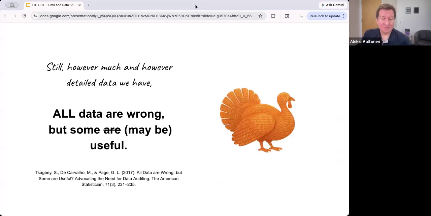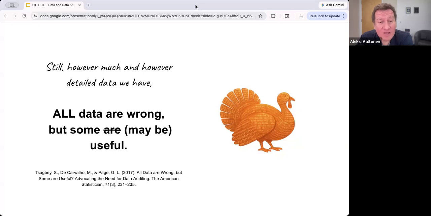Yet we need to keep in mind that however much and however detailed data we have, all data are wrong in some ways, but some may be useful. This is, of course, paraphrasing the old saying, all models are wrong, but some are useful. I thought that I was the smart guy who came up with this paraphrasing, but then I found a paper by some statisticians who had already used this.